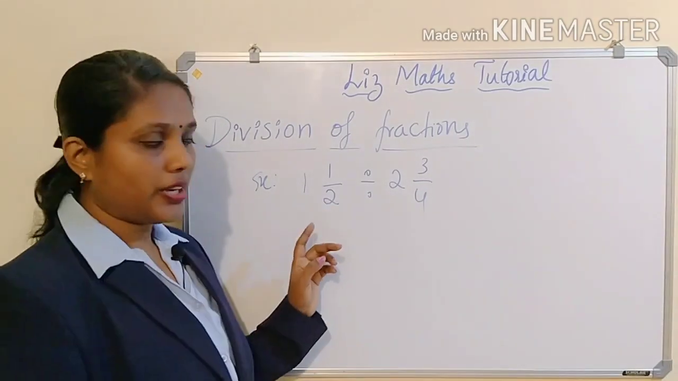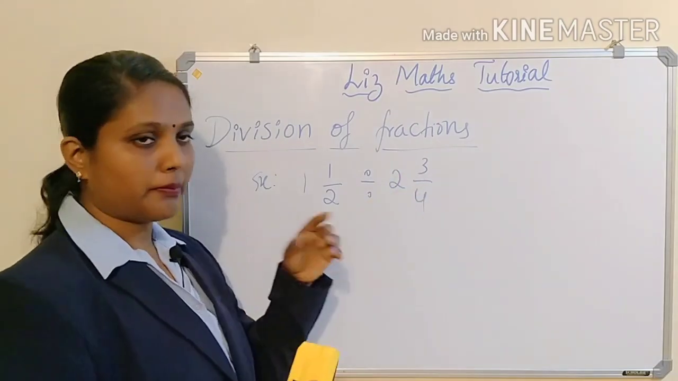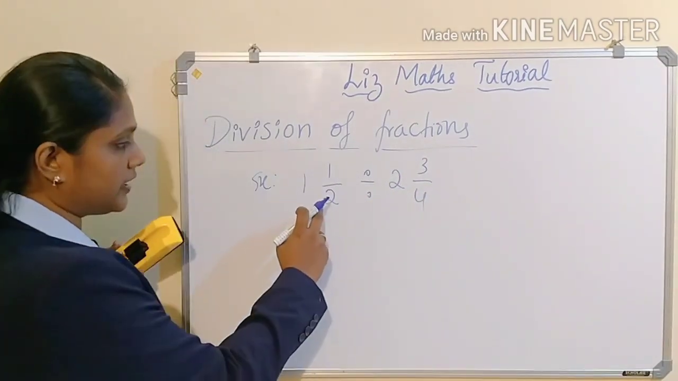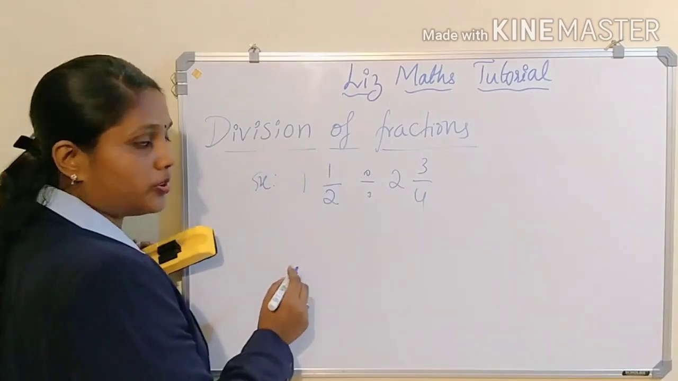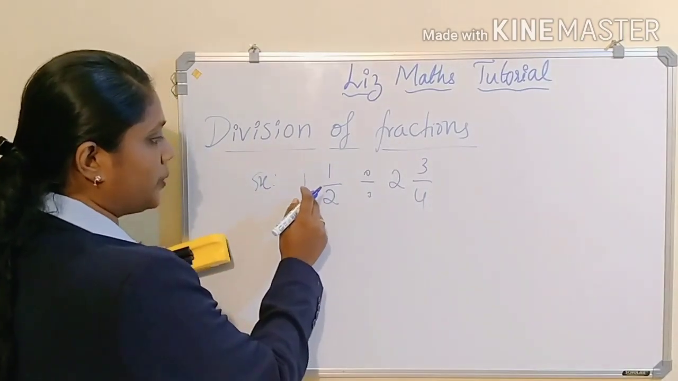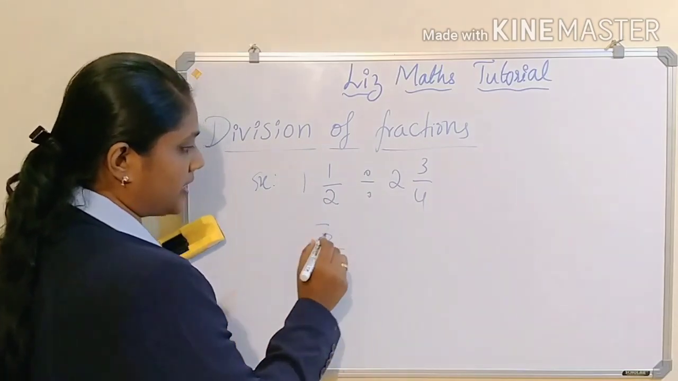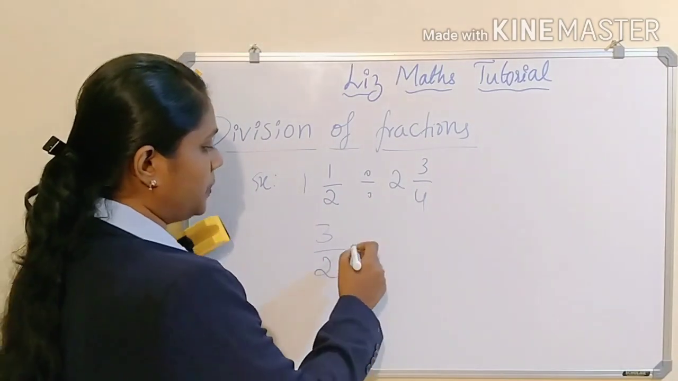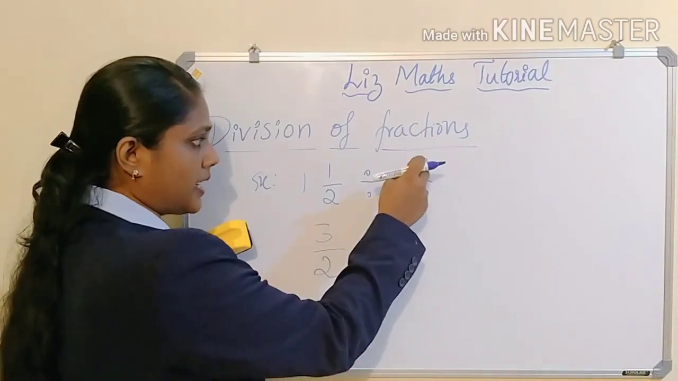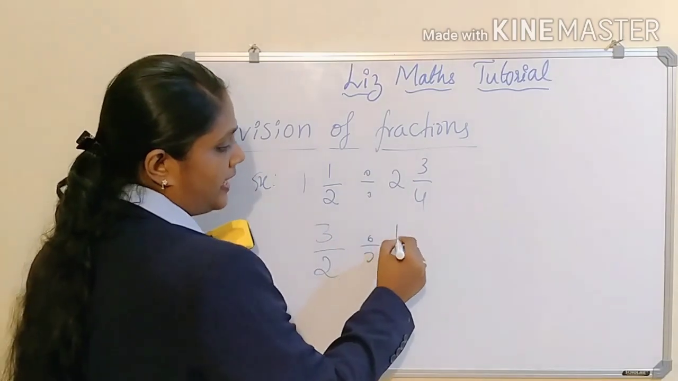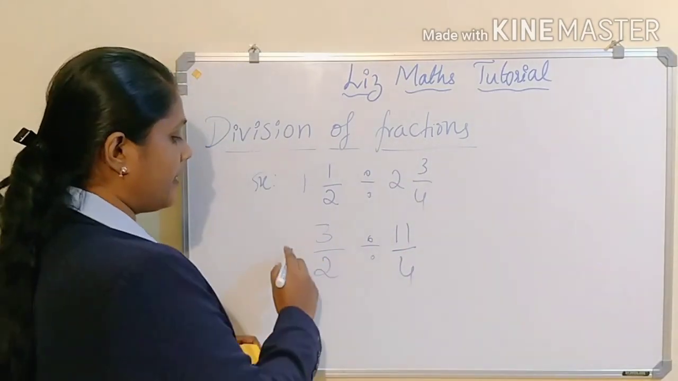See here, you have 1 by 2 here, divided by 2, 3 by 4. So how are you going to convert? You multiply the denominator by the whole number and add the numerator. So 2 ones are 2 plus 1, that gives you 3, and the denominator is the same, 3 by 2. Divided by, here how will you do? 4 twos are 8 plus 3, how much? 11 by 4. Here 3 by 2 divided by 11 by 4.